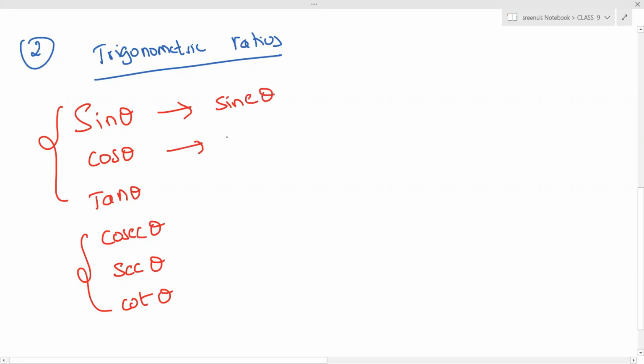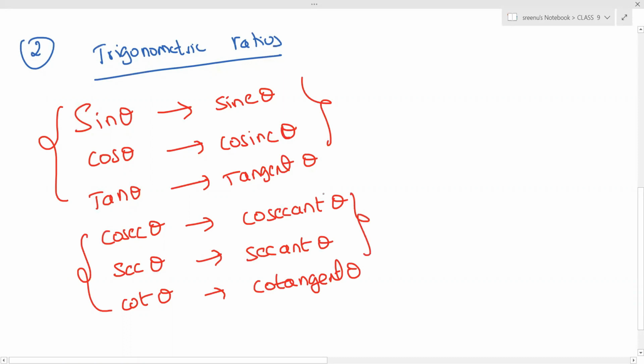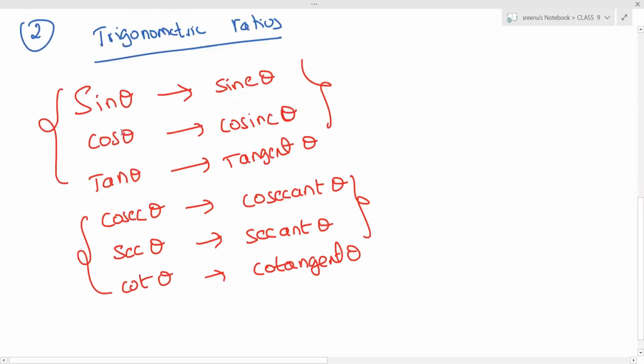Don't worry. Cos theta, cosine is the full form, but we don't write cosine; shortcuts we'll use. Tan theta, tangent theta, and cosecant, and secant, cotangent. These are the original names. So why do we call these basic ratios and these reciprocals? Let us see now. Trigonometry is defined upon these 6 trigonometric ratios. Now let's define these ratios.